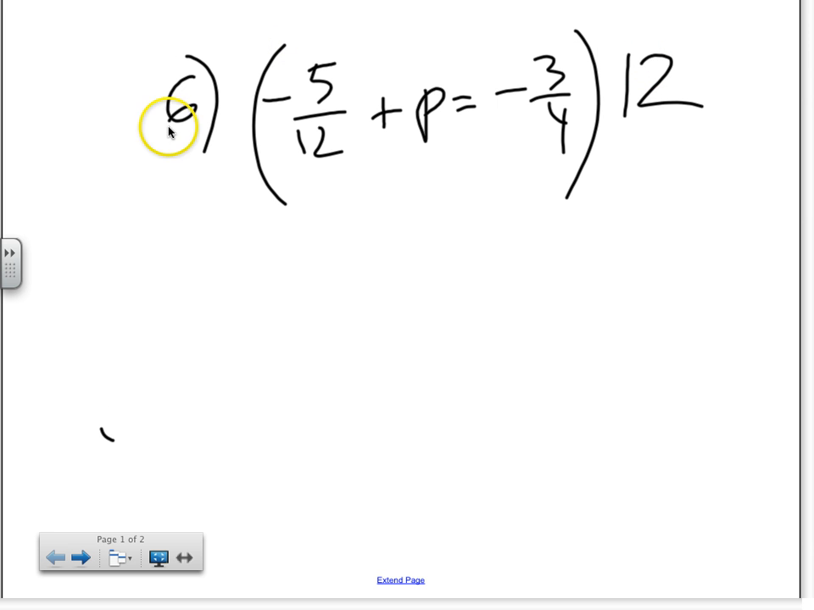Now, I'm really pushing you to do this technique instead of multiplying across. Cross divide first. 12 divided by 12 is 1. 1 times negative 5? Negative 5. 12 times p? 12p. What about this one? 12 divided by 4 is 3. 3 times negative 3? Negative 9.